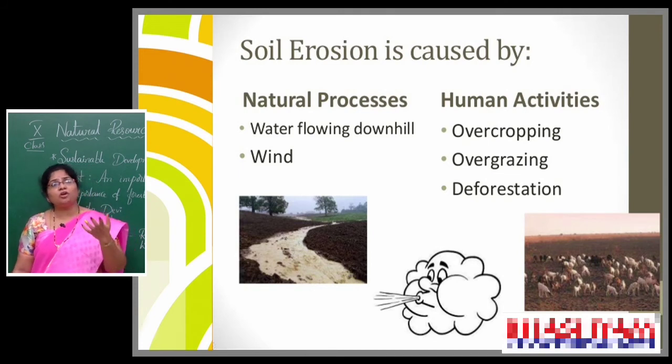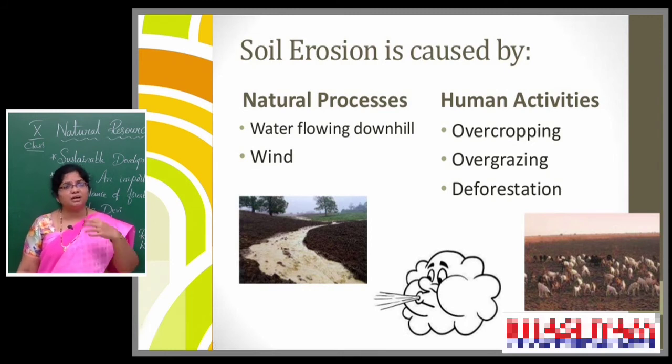So, through overcropping we are damaging the soil, and by using chemicals, pesticides, herbicides and chemical fertilizers also, we are disturbing the texture of the soil, and that leads to soil pollution.